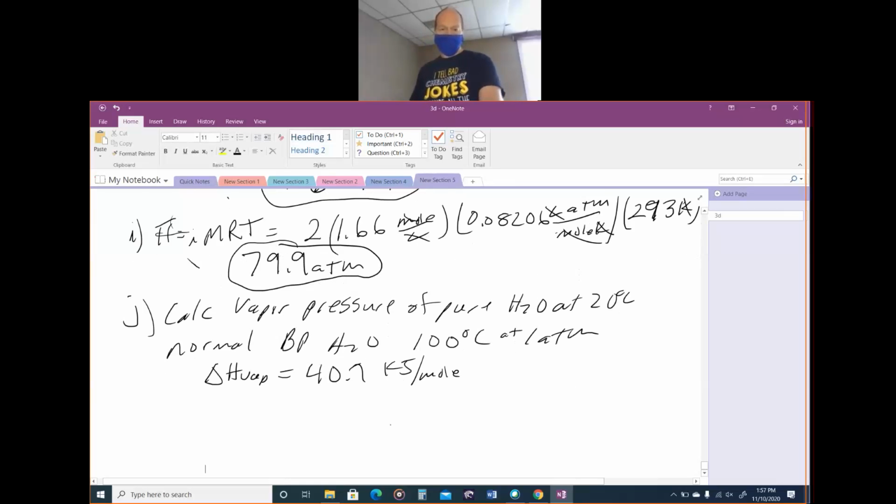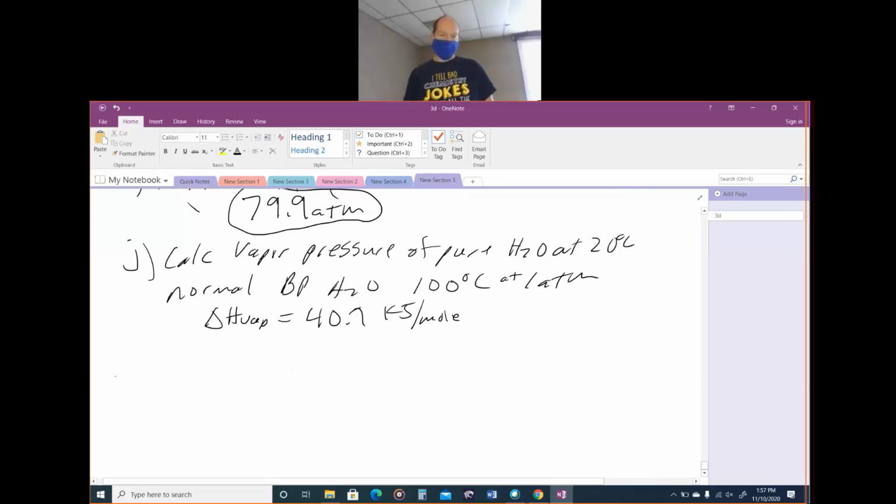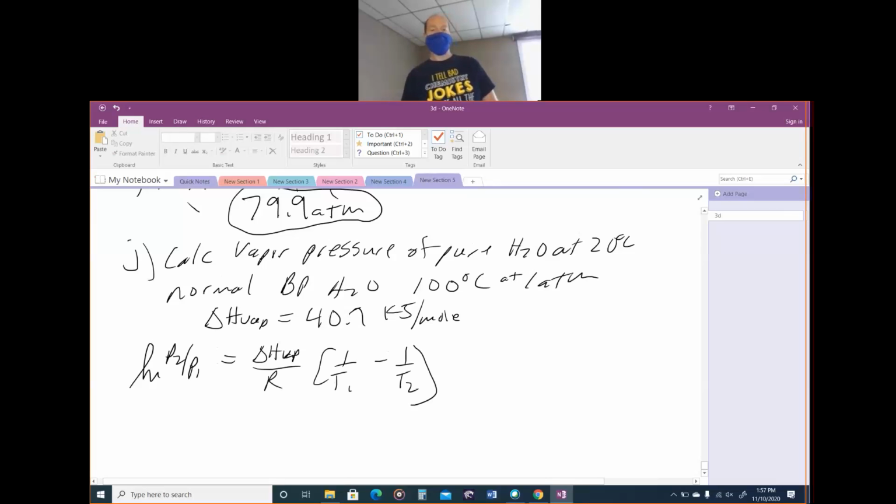And now you use the Clausius-Clapeyron equation. ln P2 over P1 is equal to delta H vaporization over R, 1 over T1 minus 1 over T2, and you have everything except for a pressure 2. All right, so the higher the temperature, the higher the vapor pressure. So the vapor pressure right now is 1 atmosphere at 100. It's going to be much less than that because we are at a much lower 20 degrees Celsius.